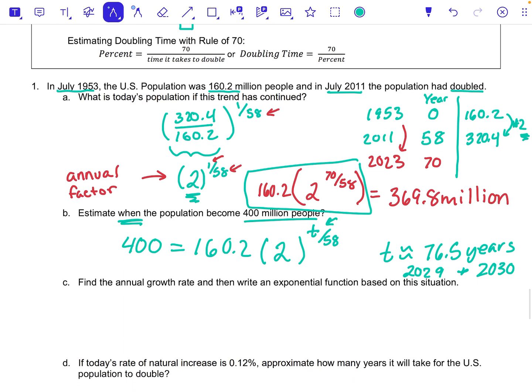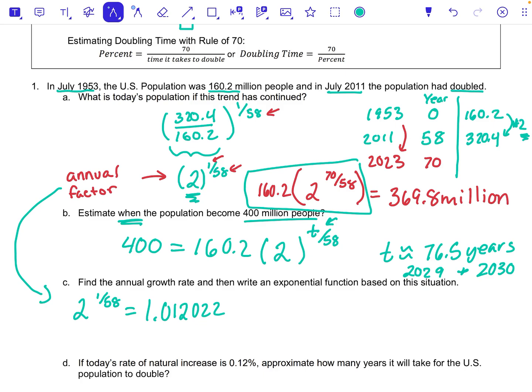But if I actually wanted to build its own function, I'm going to go back to what I started with up here. And we're going to actually calculate out that annual growth rate. So we had 2 to the 1 over 58. And if you multiplied that out, you would come up with your annual growth rate of 1.012022.